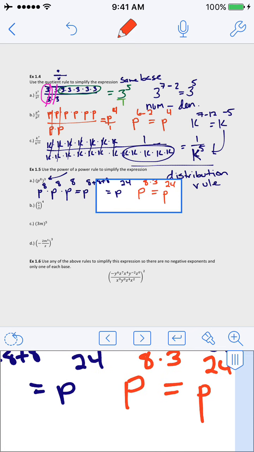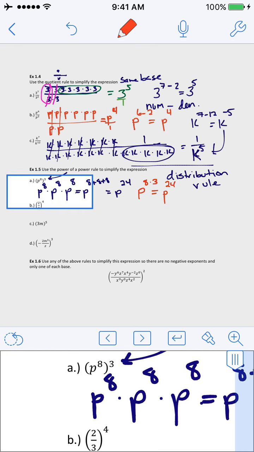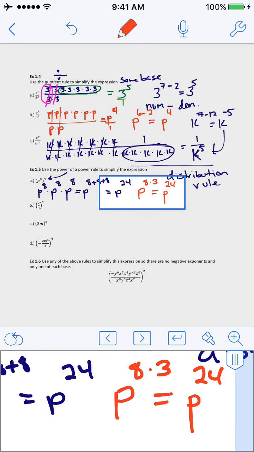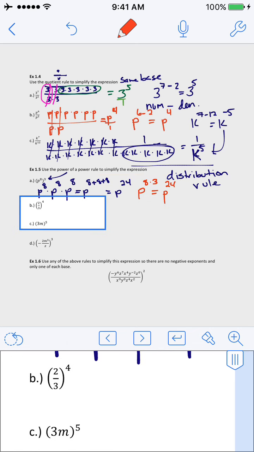It can be very useful in some situations, especially when you have things like p to the 8th to the 45th, right? You don't want to write out 45 copies of p to the 8th, so if you can use this little multiplication thing real fast, it'll be much faster. Let's talk about the distribution rule. The distribution rule happens in B.